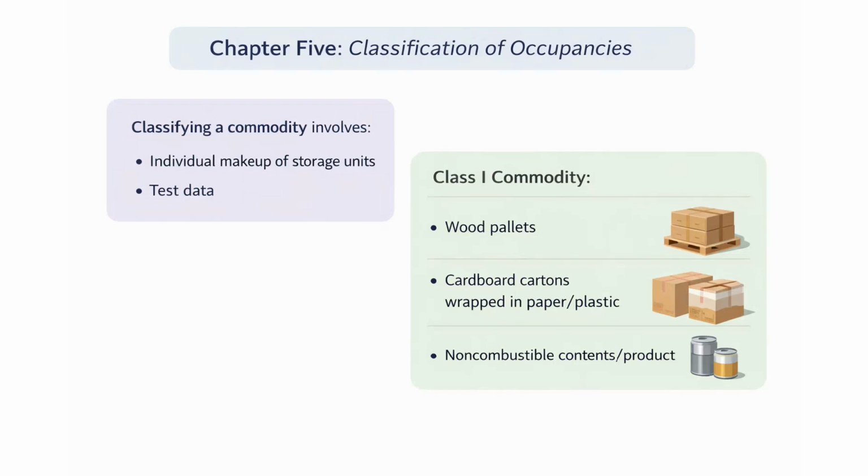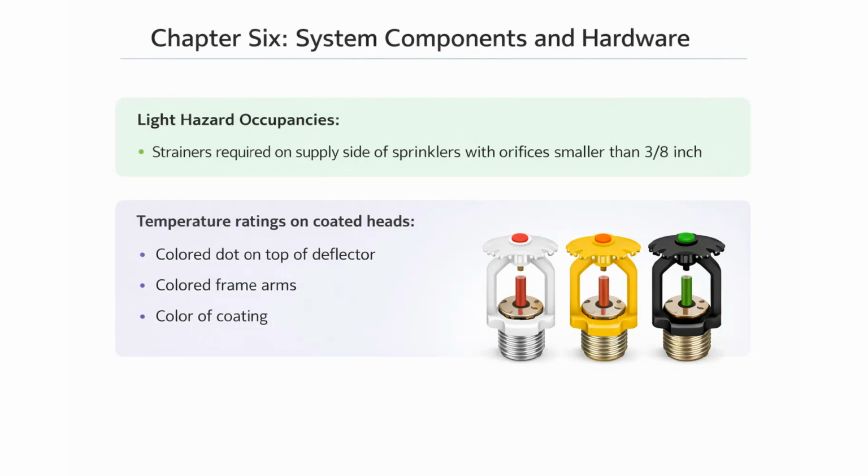Moving to Chapter 5, we look at the classification of occupancies and commodities. When classifying a particular commodity, you must consider the individual makeup of the storage units and relevant test data. For example, a Class 1 commodity typically consists of non-combustible products stored on wood pallets, in cardboard cartons, or wrapped in paper or plastic.